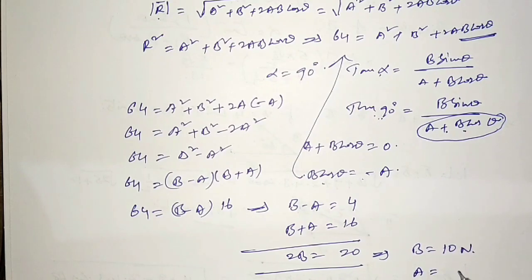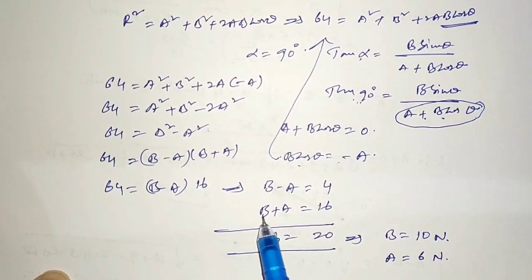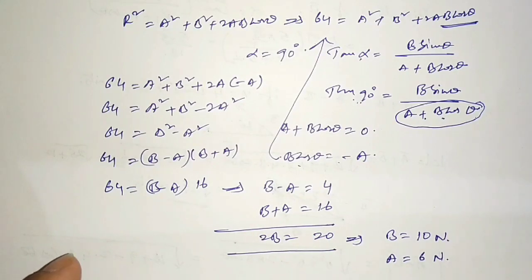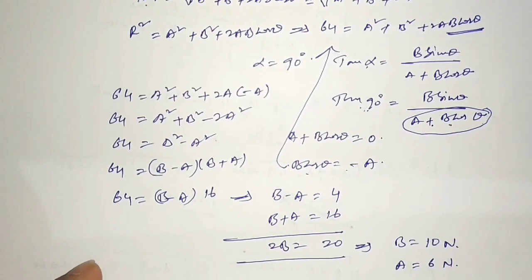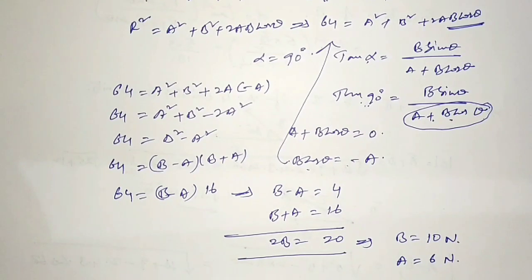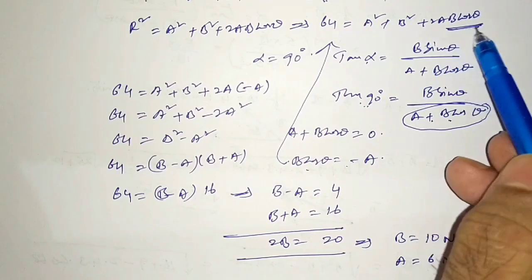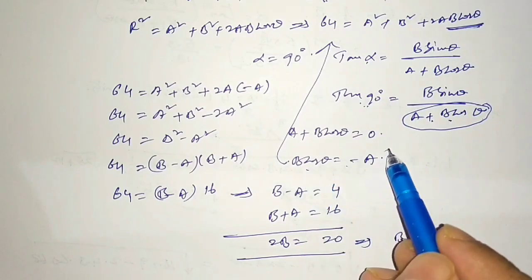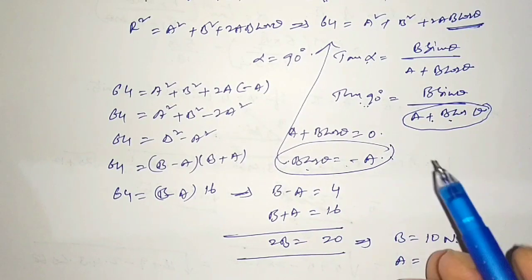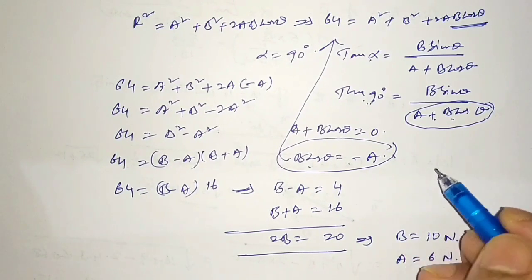Then a is equal to how much? 6 Newton. Yes or no? From this, if you substitute that, you will be getting 6 Newton. Those are the smaller forces, right? Now we got the forces. Next, what do we need to calculate? The angle between the two vectors, that means theta value we need to calculate, right? So from this we got one thing, what? b cos theta is equal to minus a.